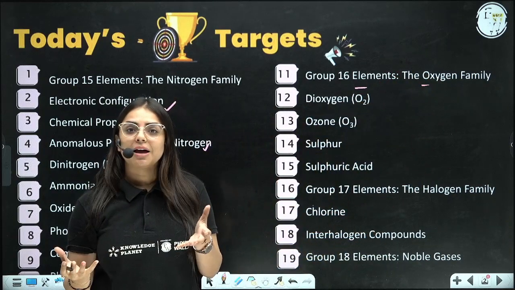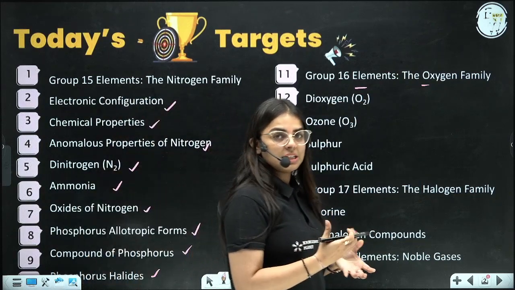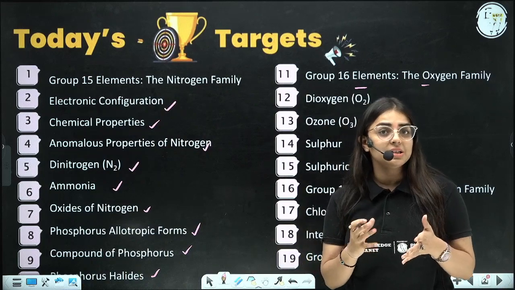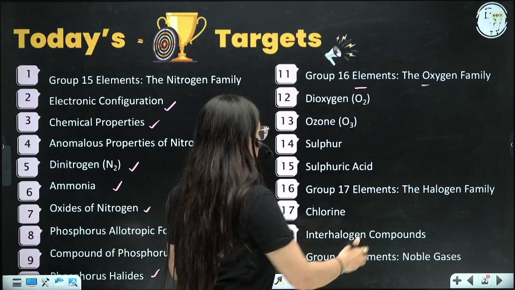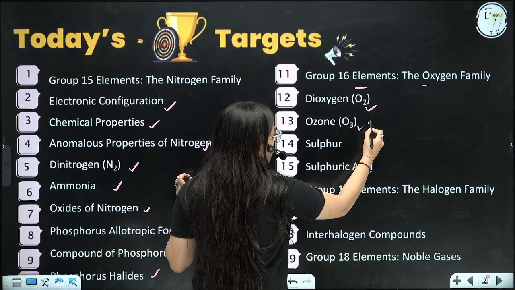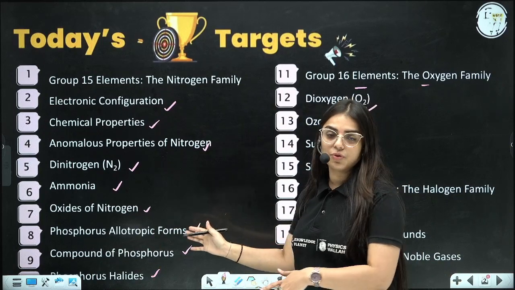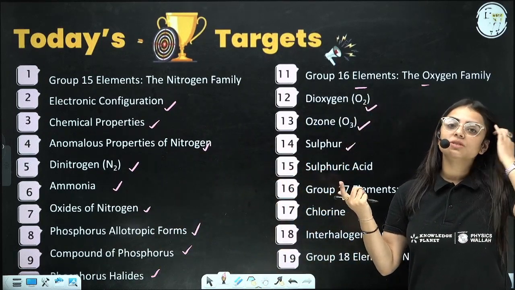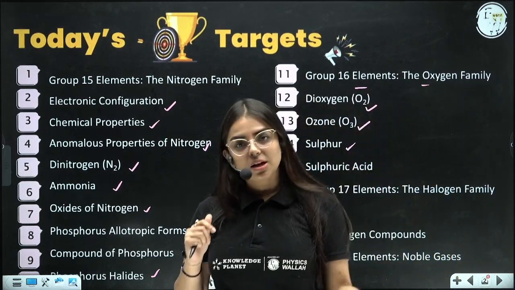Now in oxygen family, again the same scenario. We are going to start with general properties, with physical properties, electronic configuration, with chemical properties, with compounds related to oxygen family, such as dioxygen, such as ozone. Now as I've already told you, here we have phosphorus, there we have sulfur, right? So we don't only have the initial element's compounds, we are going to study the other compounds as well.